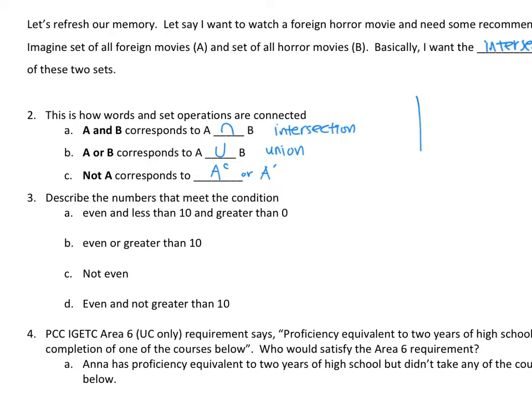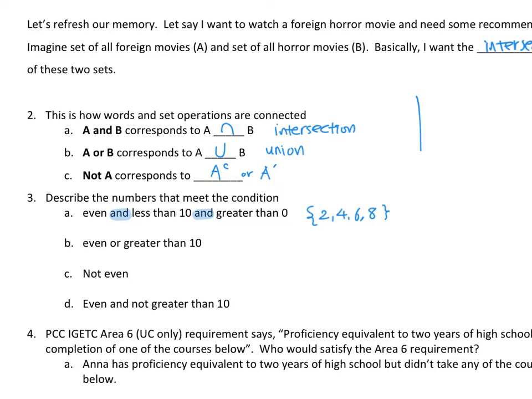Okay, let's look at number 3. Describe the numbers that meet the condition. Even number and less than 10, and so I'm going to highlight that there's an "and" here. So I have to have an even number, it has to be less than 10 and greater than 0. So even numbers greater than 0: 2, 4, 6, 8. I was going to say 10, but it says less than 10, so I'm not going to write 10. Notice that I only wrote even numbers. These numbers are even numbers, less than 10 and greater than 0.